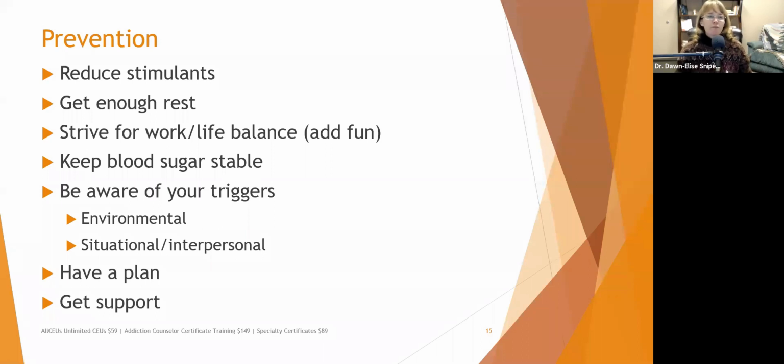Strive for work-life balance, which is so easy to say, so hard to do, unless you make it a purposeful choice. Deciding, okay, I'm leaving the office right now. I am not checking my office email when I'm at home. I am not doing this when I'm at home. When I am at home, that is my home time.